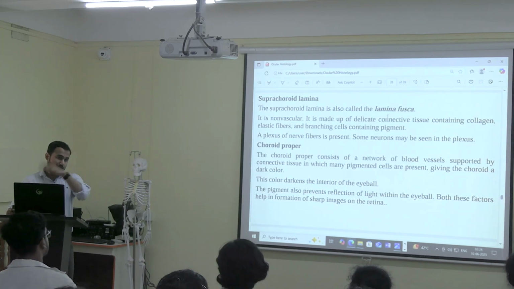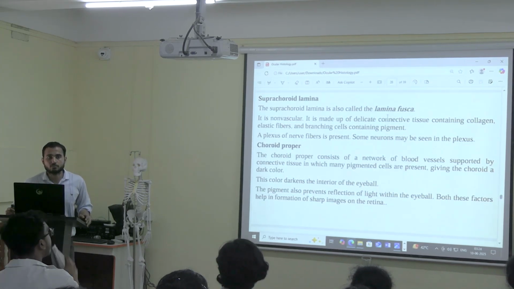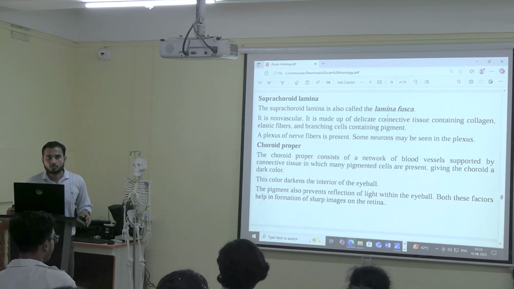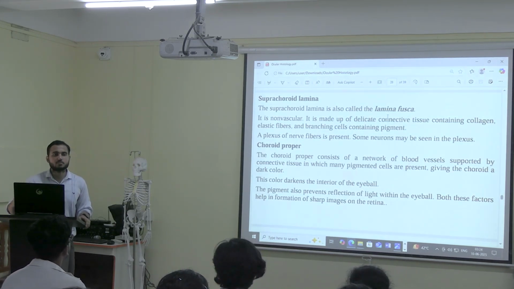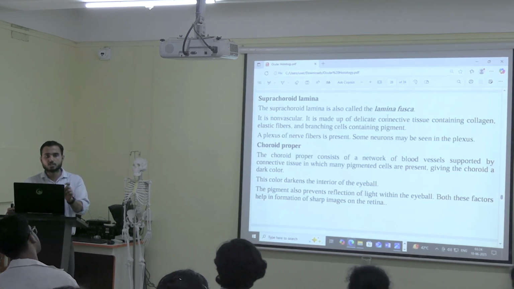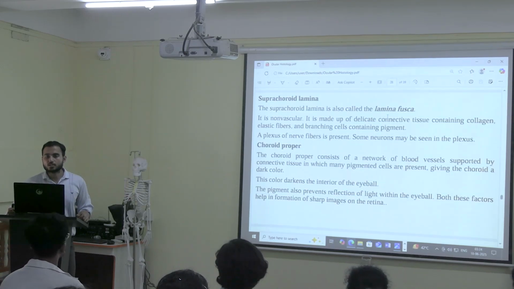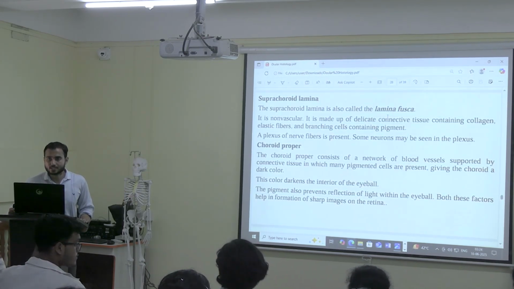Okay, why should unnecessary reflection not be there? Because see, when light falls on the retina, visual stimulus is generated. If it reflects, again it falls on the retina, and again the visual stimulus will be generated. So unnecessary visual stimulus is not required, because that cannot be processed properly in the layers of the cerebral cortex. That's why this particular type of cells are given.